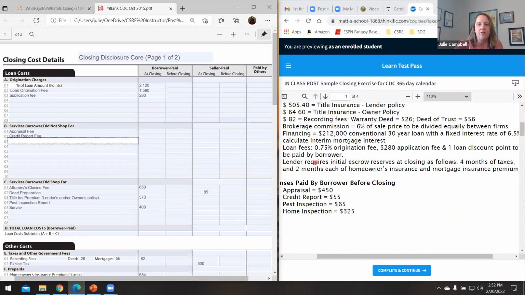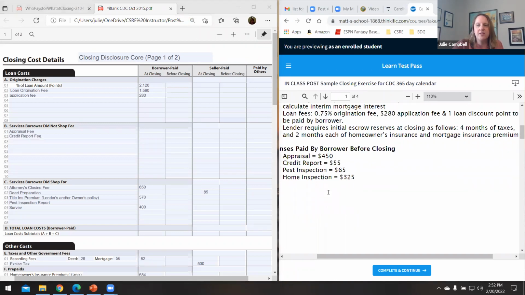Then we have our initial escrow reserves. Remember, in addition to collecting a 12th throughout the year as part of your mortgage payment, the lender's going to want to collect a cushion. They want some money in reserve in case those bills go up. You're not losing that money. When you pay this loan off, if there's any money in your escrow, you're going to get that back. So you're just giving a little bit so the lender can pay the bills on your behalf. So at settlement, this lender is going to collect 4 months of taxes and then 2 months each of homeowner's insurance and mortgage insurance premium.